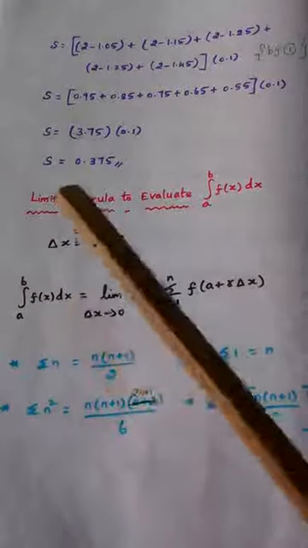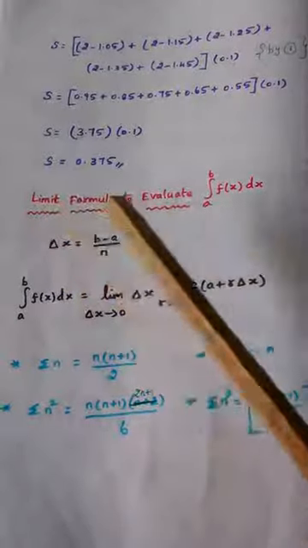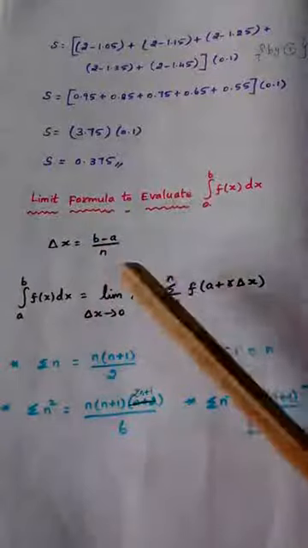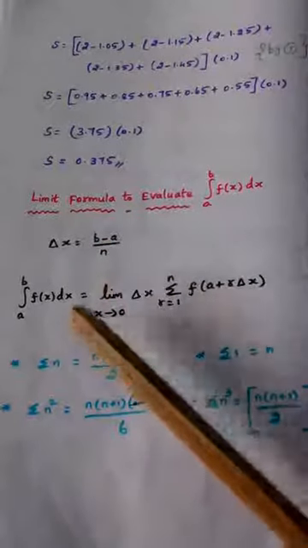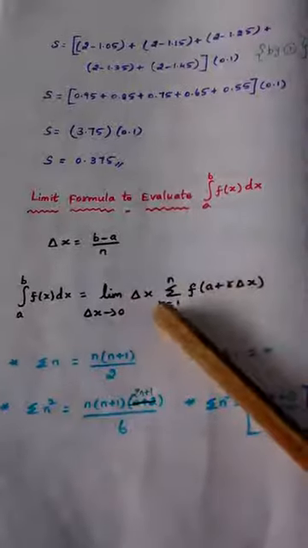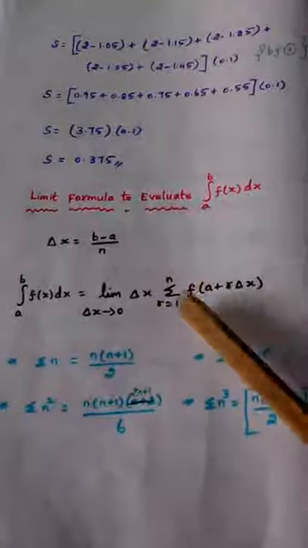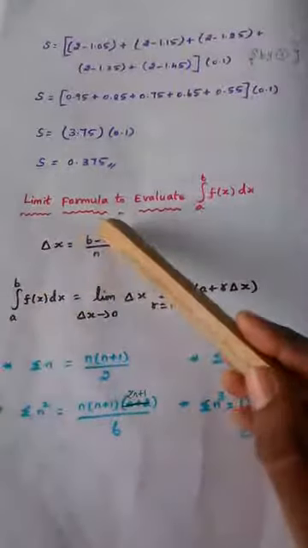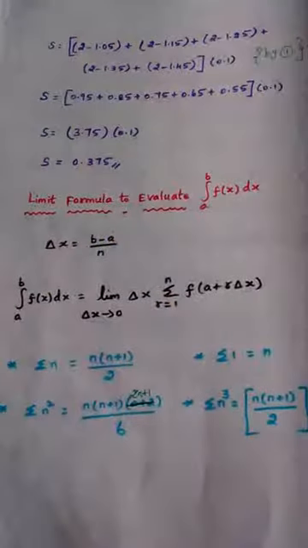The formula name is the limit formula to evaluate a definite integral. Since it is a limit formula, the formula starts with the limit: limit delta x goes to 0, delta x, summation r varies from 1 to n, f of a plus r delta x, where delta x is given by b minus a divided by n.